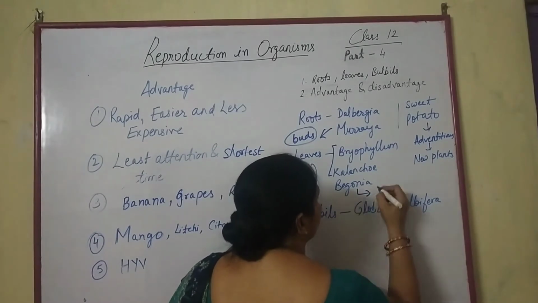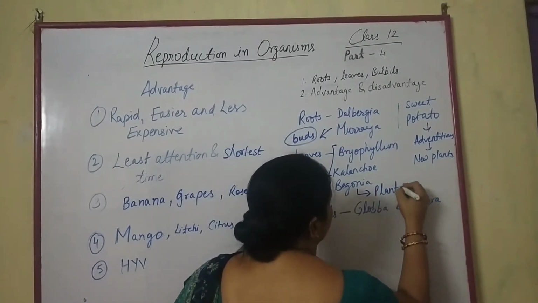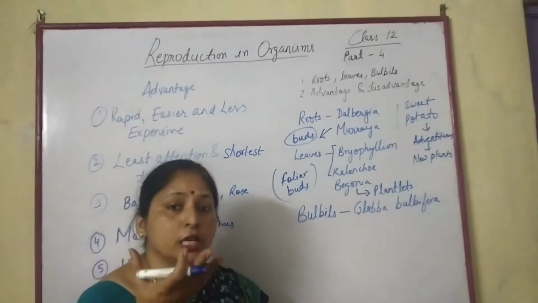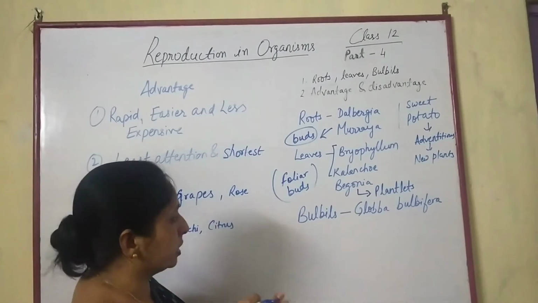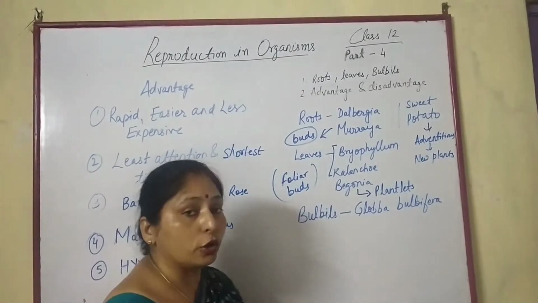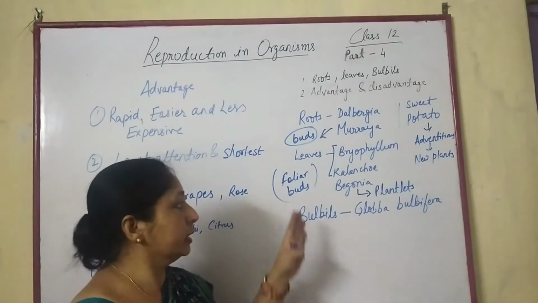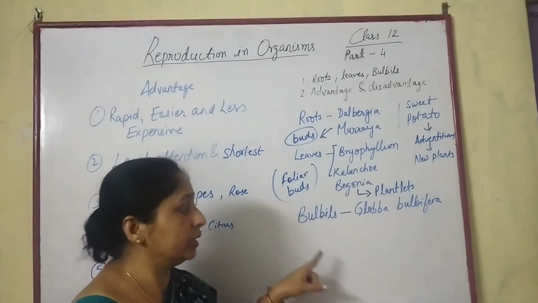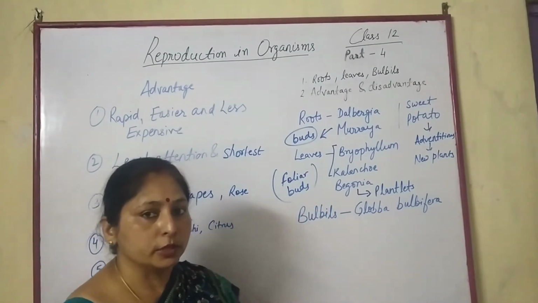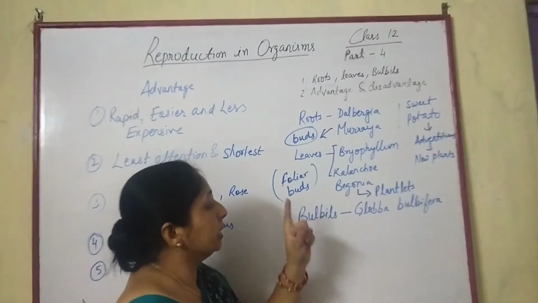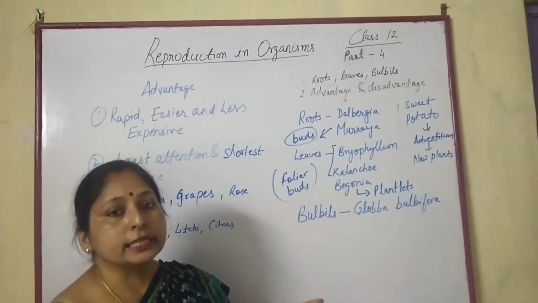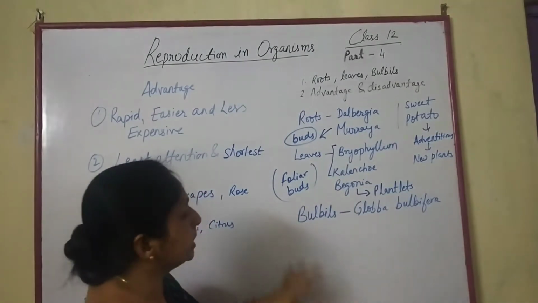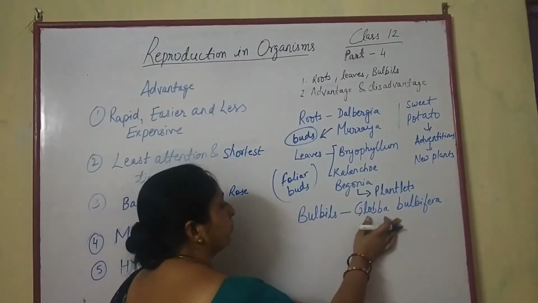Next, in begonia, the plantlets arise on the surface of the leaf, not on the margins. So these are all modes of vegetative propagation through leaves. But in bryophyllum and calendula it is through the leaf margin, while in begonia it is from the surface of the leaf. These buds or plantlets detach from the parental body and develop into a new plant.